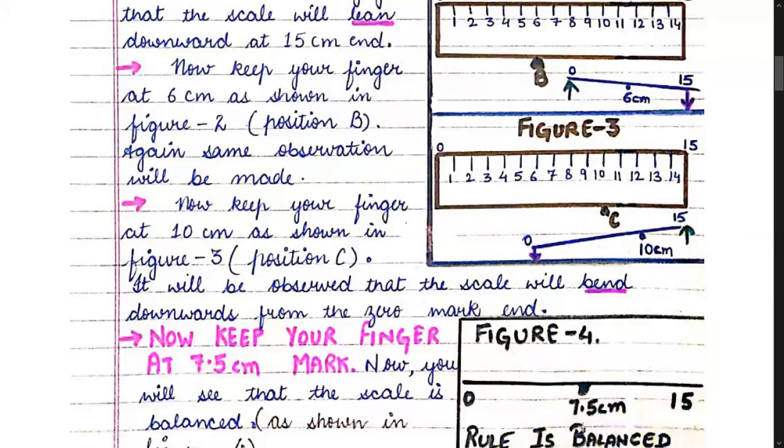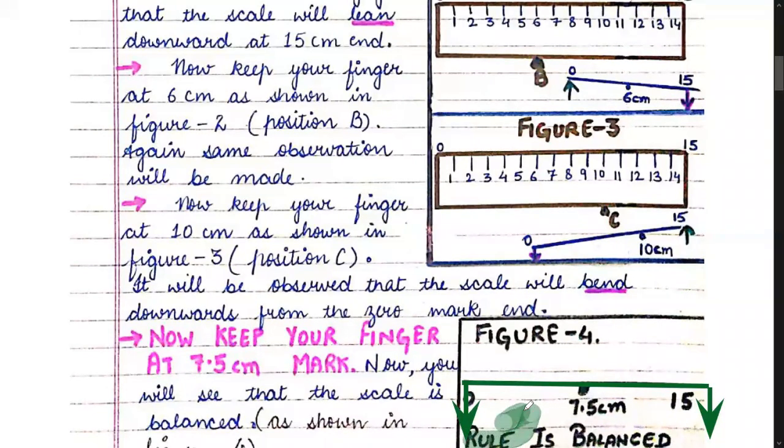But if you keep your finger at exactly half of this scale, that is 7.5 centimeter, in that case your scale will be balanced. These are two downward forces. The two downward forces will be balancing.